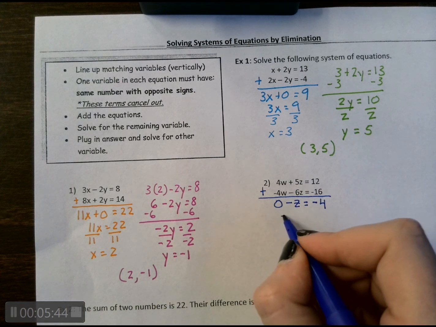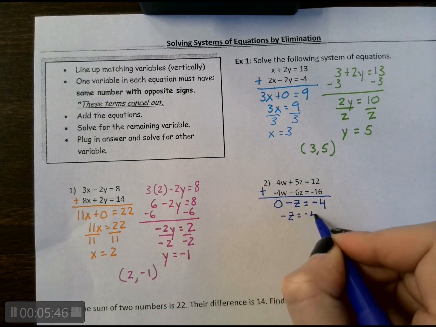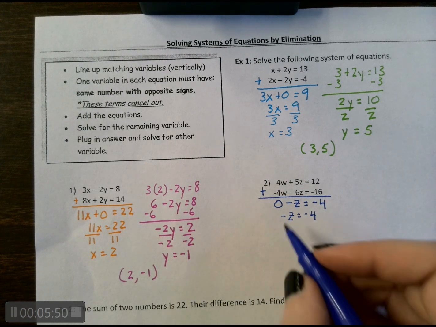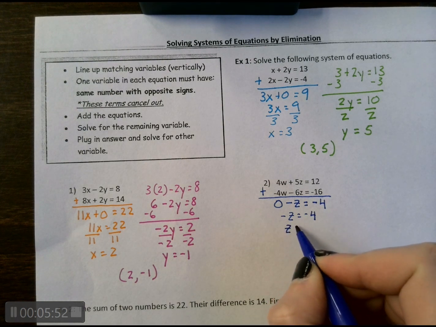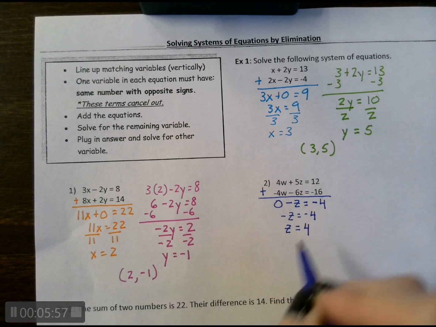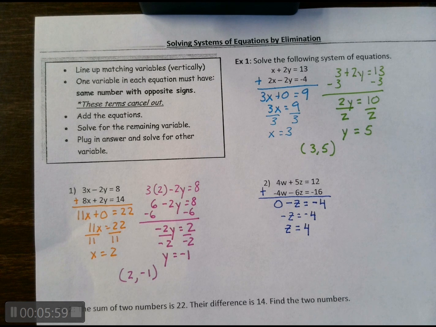Okay? So we have -z equals -4. Am I allowed to have a negative letter? Nope. So we're just going to change the signs of everything so that -z becomes positive and this -4 also becomes positive. Okay?